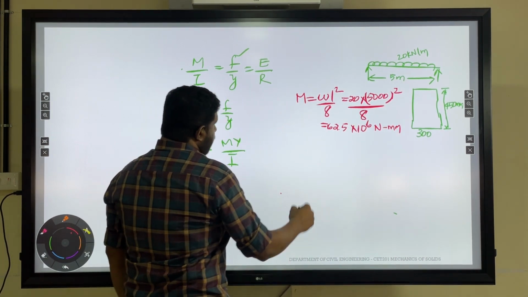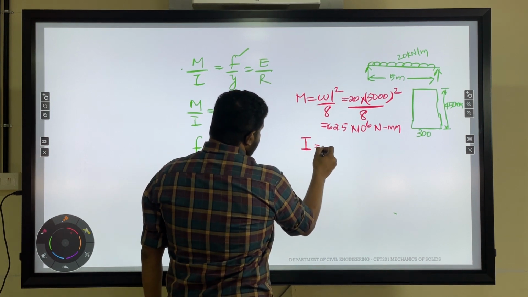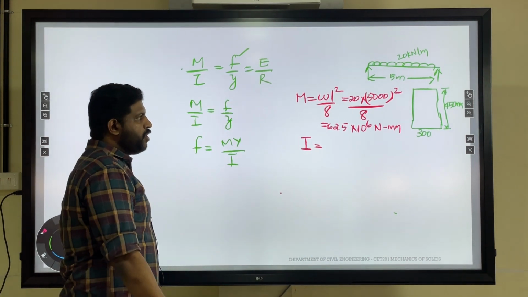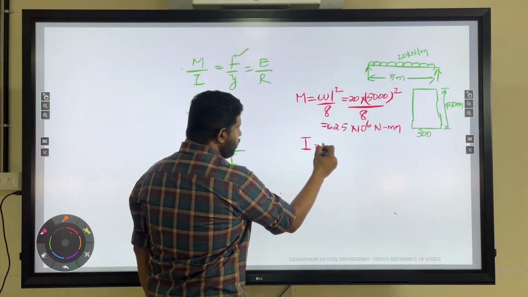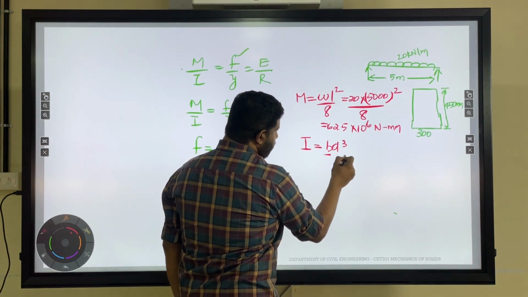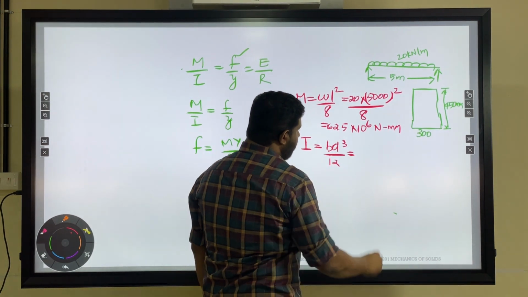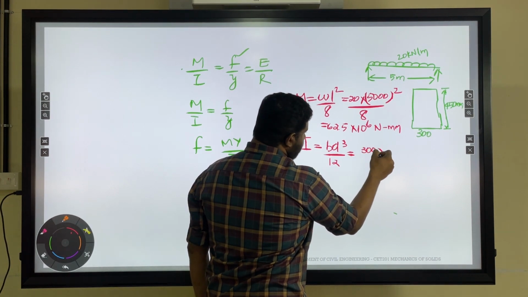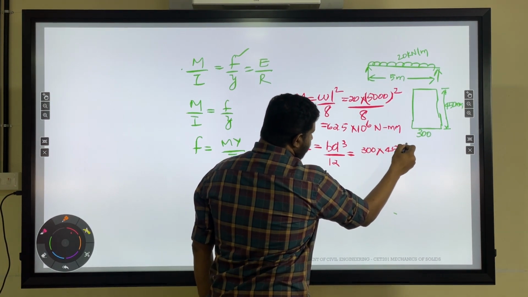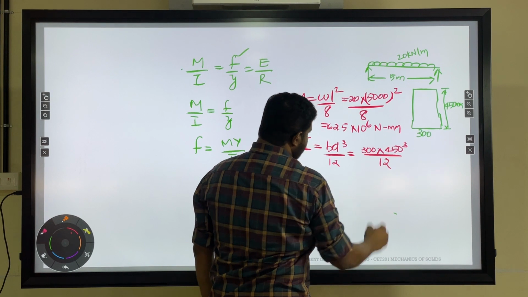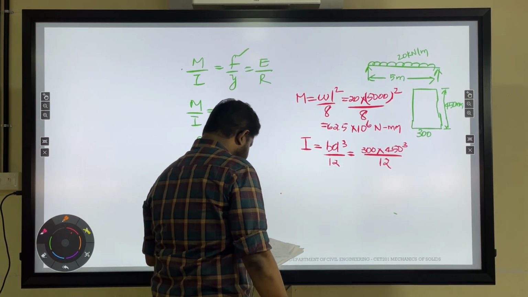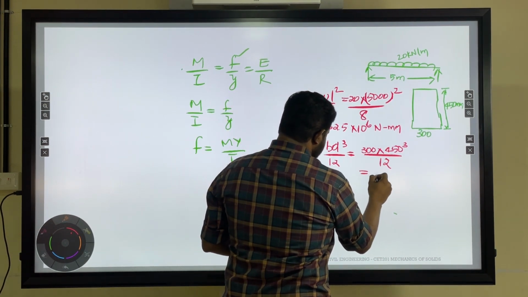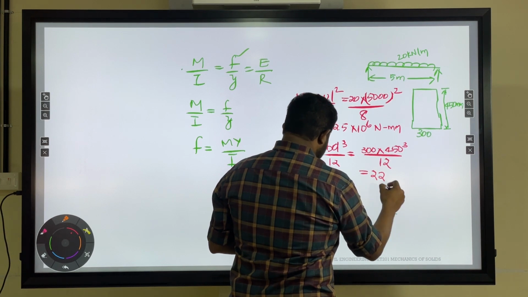Next we want to calculate the I value. I is the moment of inertia. So we know that moment of inertia for a rectangular section is simply B d cube divided by 12. So we have B here, it is 300, and D it is 450, cube, divided by 12. So your value will be 2278125.